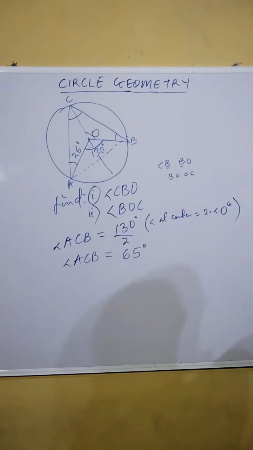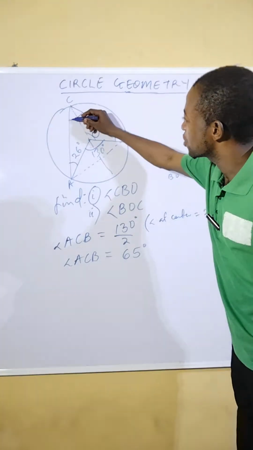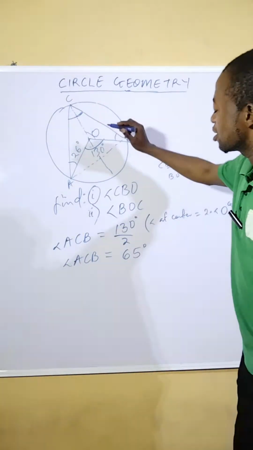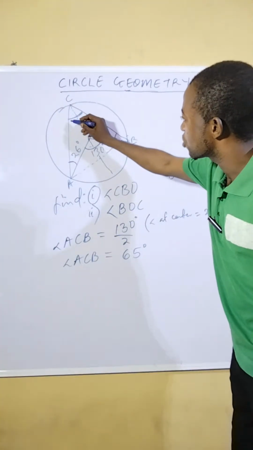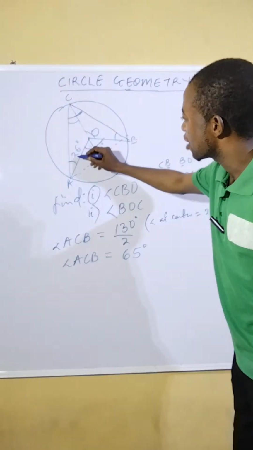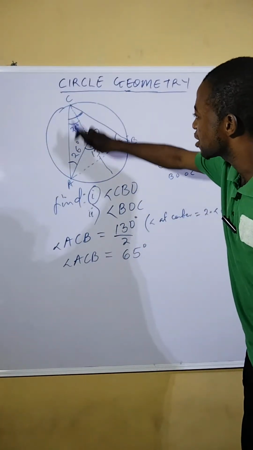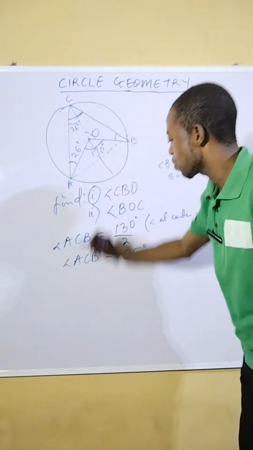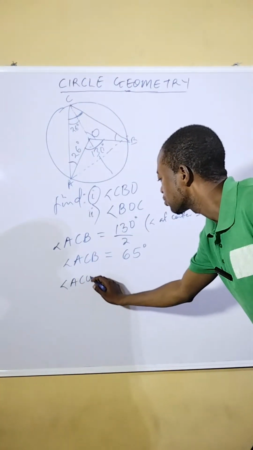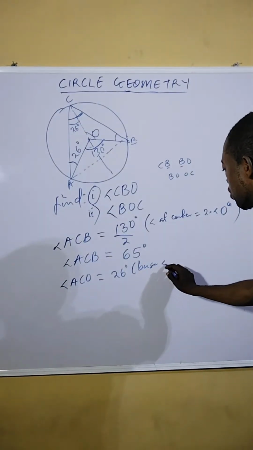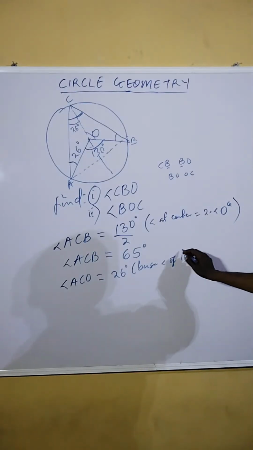So now we need to know what we are doing. Here, angle ACB is 65. Now, I don't want to write that here. Now, let's look at this. This is 26. This is 26. Why? Because this triangle is an isosceles triangle and these are base angles. So I can say angle ACO would also be 26 degrees. That's base angle of isosceles triangle AOC.